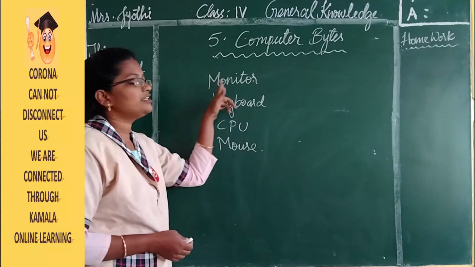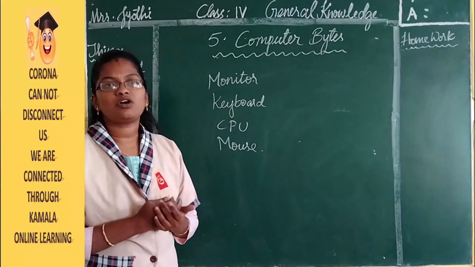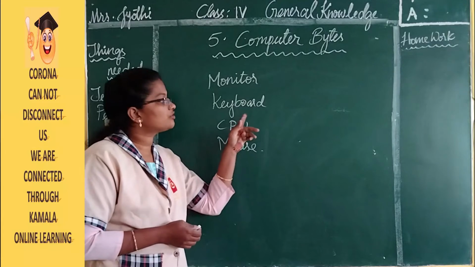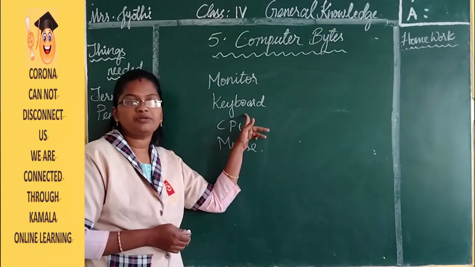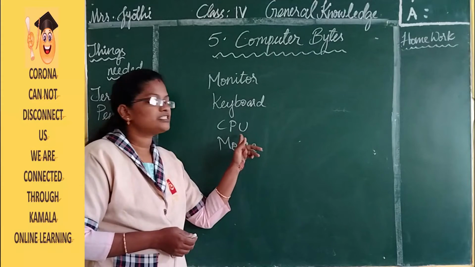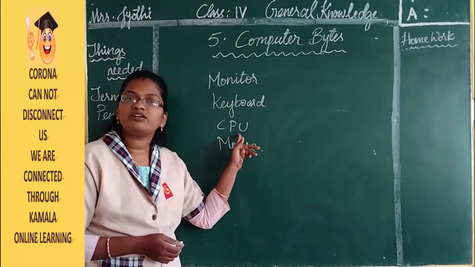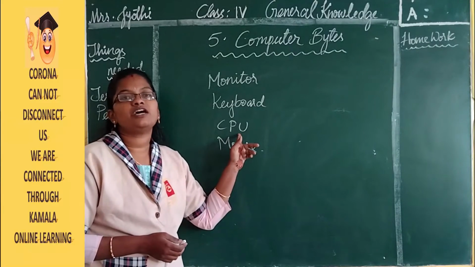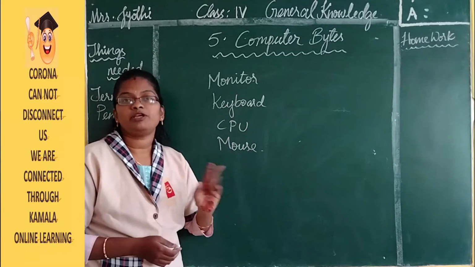A monitor is used to see the things on the screen. A keyboard is used to type the letters or numbers. Then the mouse is used to select something. The CPU is going to process the work and it is also going to store the work which we are doing. So these are the 4 main parts.